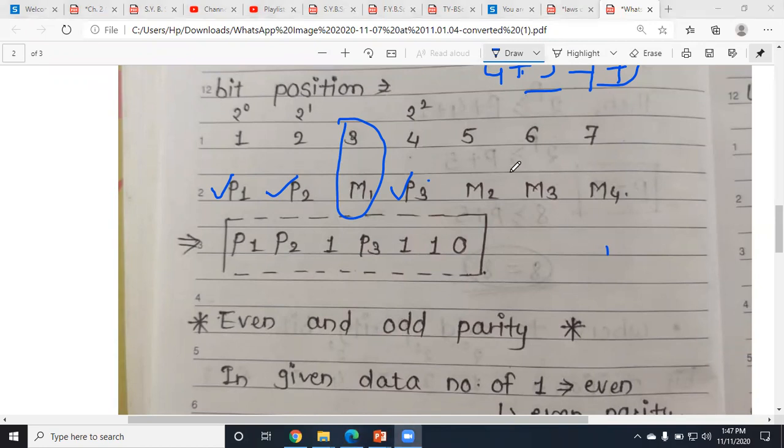Understood. Okay, very good. Now, first, second, and fourth are my positions of parity bits. First, second, and fourth: P1, P2, P3. Remaining are third, fifth, sixth, seventh. Here I can add my message signals, that is M1, M2, M3, M4. These are the parity bits, that's why I just wrote P. These are the message bits, that's why I use the letter M. First message bit, second message bit, third message bit, fourth message bit.